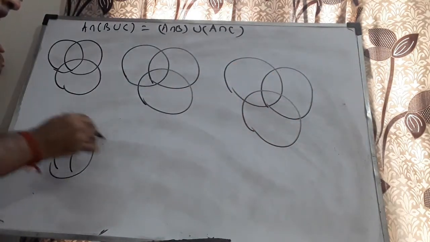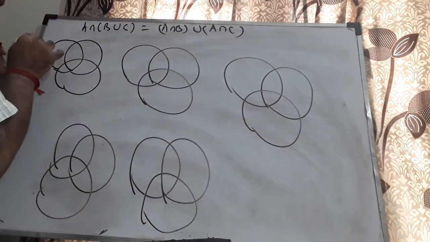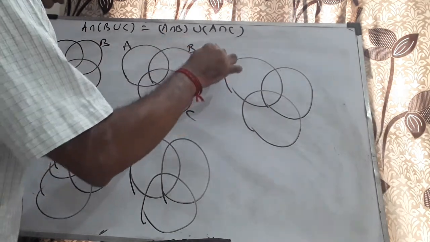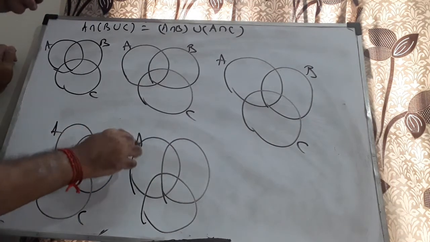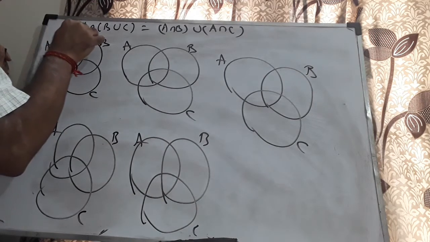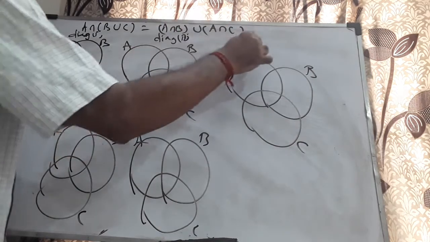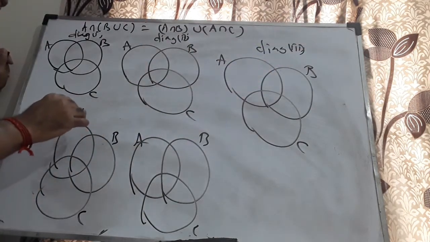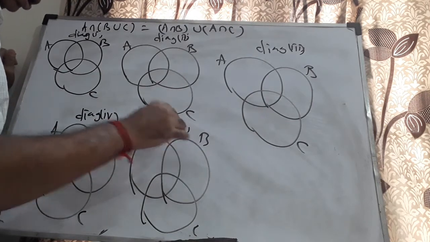I'll again draw 5 such diagrams where I have 3 intersecting circles. I'll write A, B, C uniformly in all the 5 cases. This is A, B, C, this is again A, B, C. This is meant for diagram 1, diagram 2, diagram 3, diagram 4, and diagram 5.